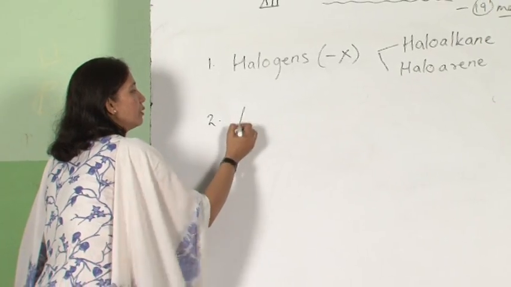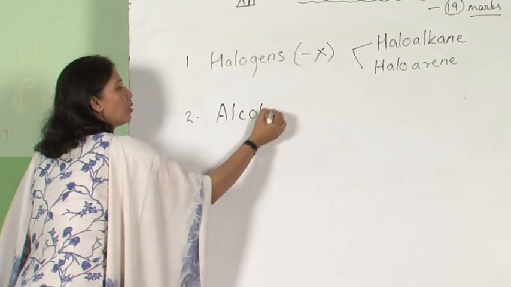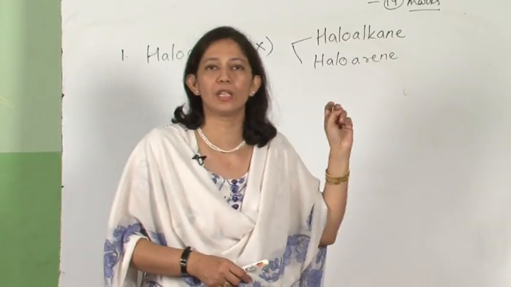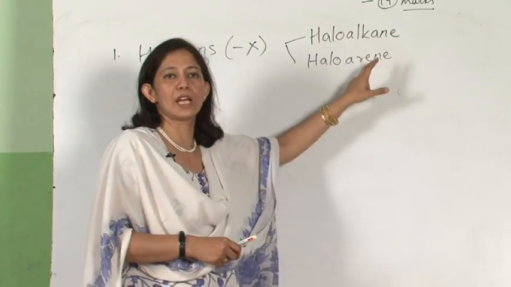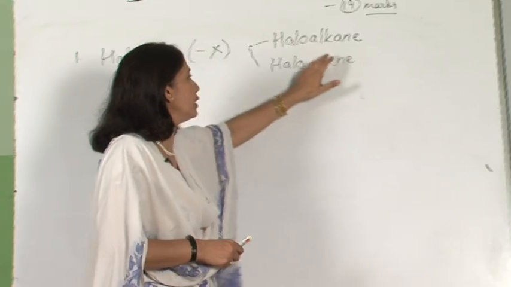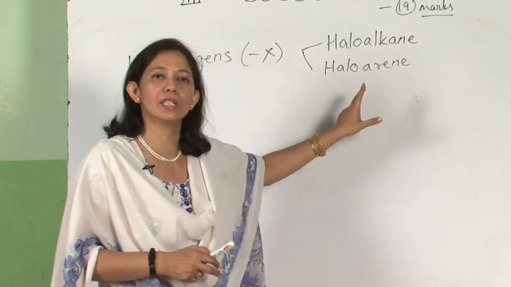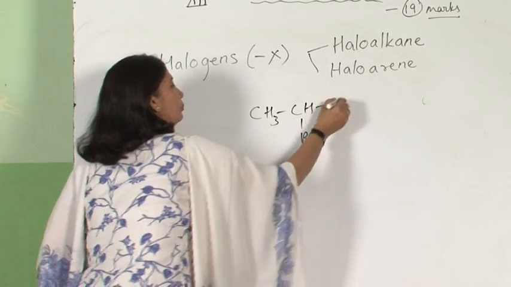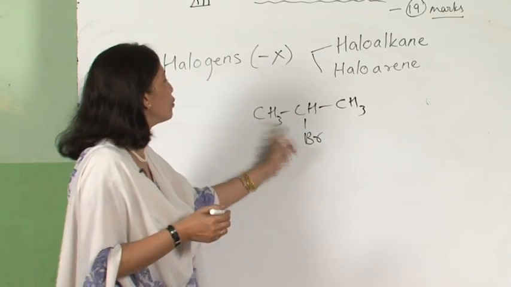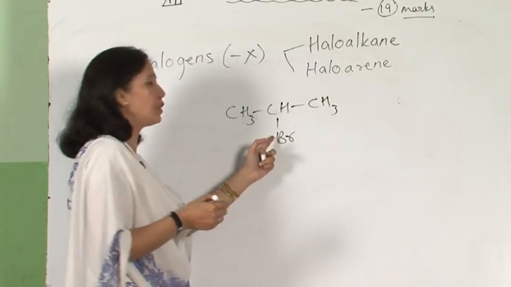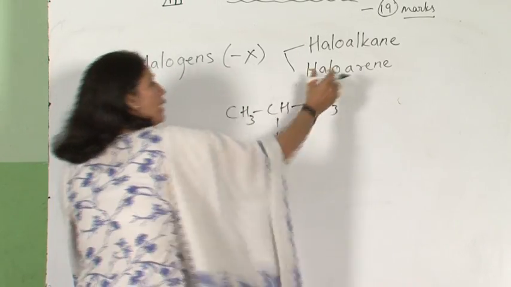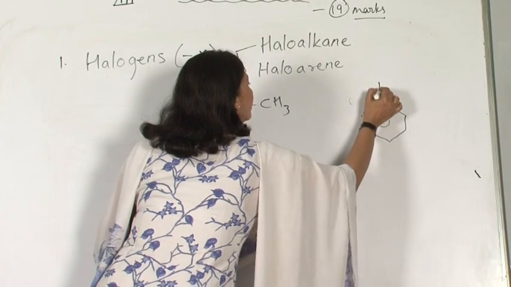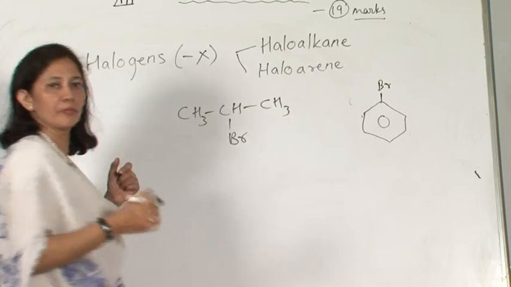I am coming to the next one. Halogens are represented by X. X can be fluorine, chlorine, bromine and iodine. If a halogen group is attached to an aliphatic part, it is given the name haloalkane, and if the halogen is attached to the ring, then it is called haloarene. For example, if I take this compound, then the name is 2-bromopropane. The position of the bromine is the second position, so 2-bromopropane. And if a halogen group is attached to a ring, then this is called bromobenzene. I hope it is clear.